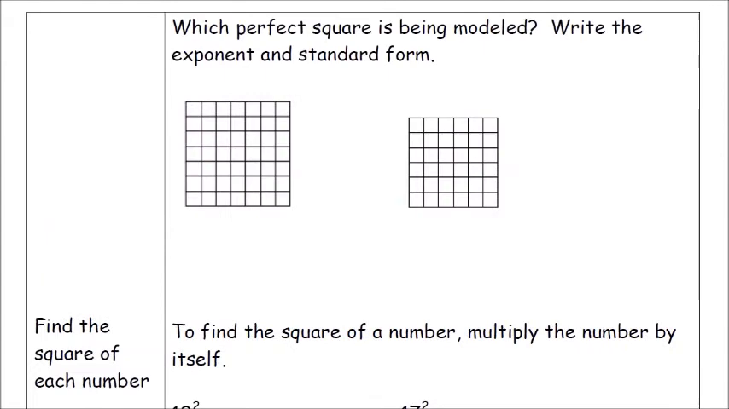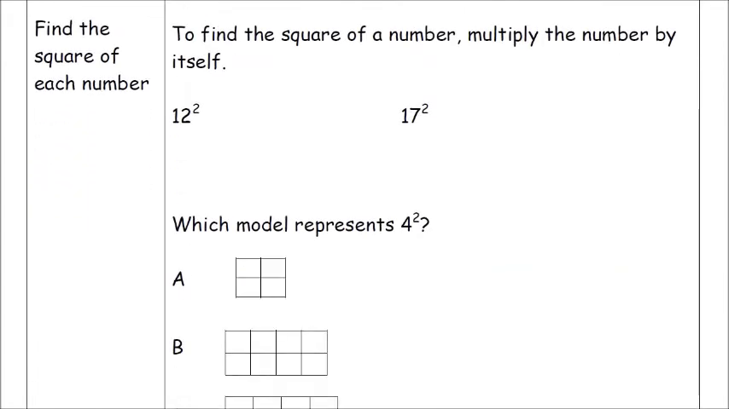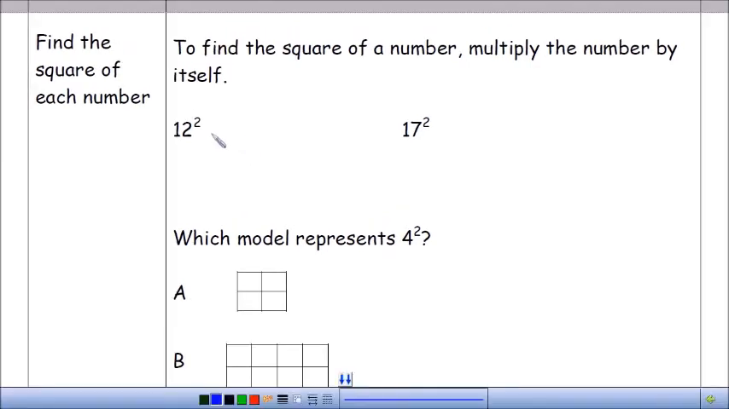Okay, now let's talk about find the square of each number. So in this case, to find the square of a number, multiply the number by itself. So this is basically what we're used to seeing already. So 12 to the second power means 12 times 12, which equals 144. And you can work it out if you need to. You'll see you'll get 144.